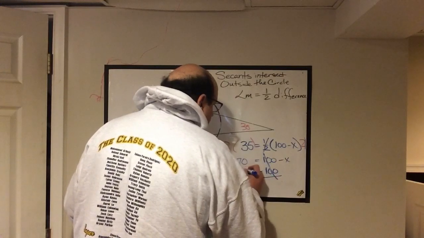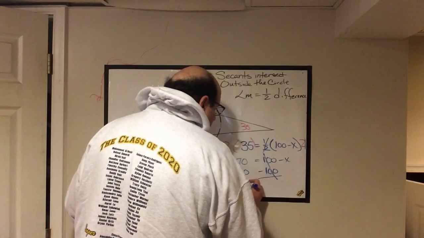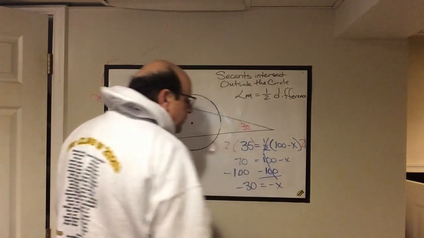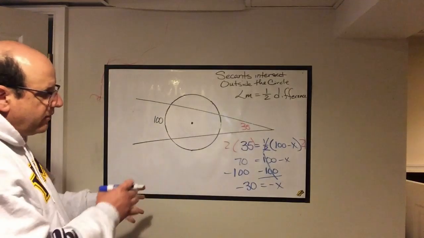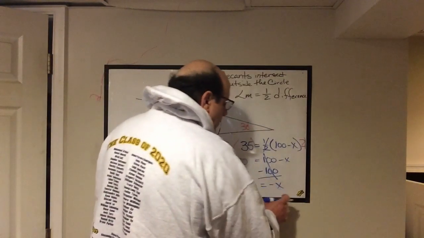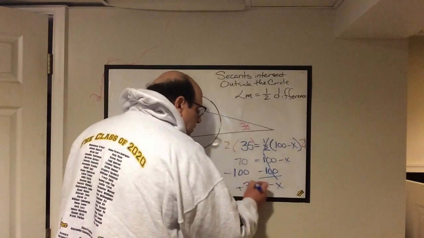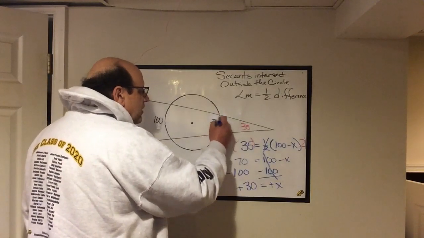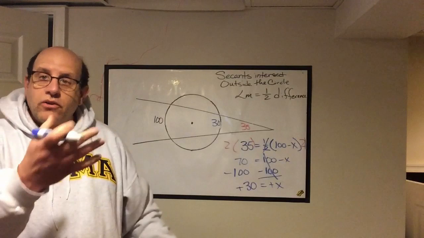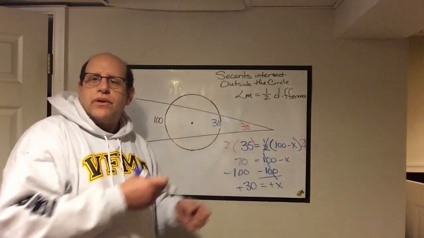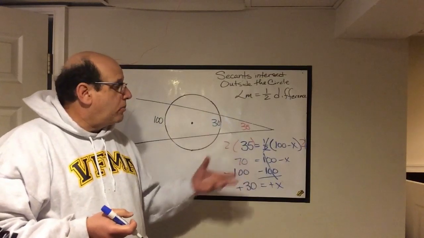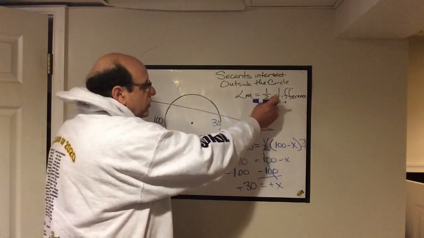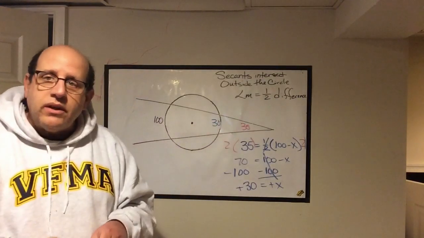Okay, well, 70 minus 100 gives me a negative number. It gives me negative 30 equals negative x. If negative 30 is negative x, we multiply everything by negative 1 to turn everything positive, and then x equals 30. That stands to reason because that's how we got there in the first place. You're going to do that with all the different iterations. I hope this was helpful. Just remember, if the secants intersect outside the circle, it's 1/2 the difference of the arcs inside that angle.